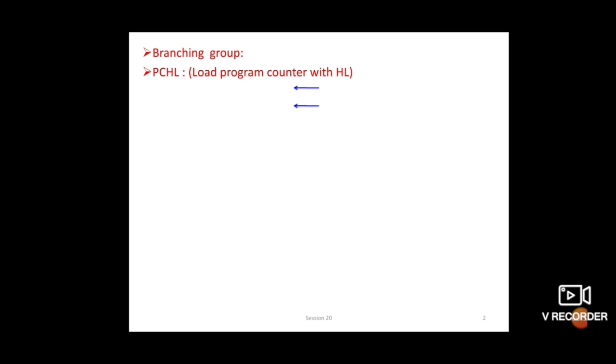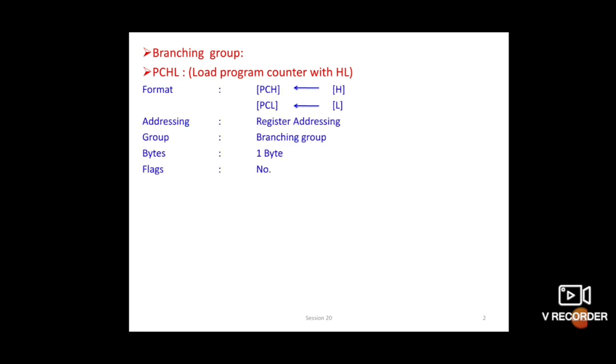Now see, PCHL: what is PC? PC means program counter, HL means register pair. PCHL means load program counter with HL, meaning whatever contents are in the HL register pair are directly stored in the program counter. Now see the format. H contents are transferred to the higher byte of the program counter first, then the lower byte. Whatever contents are in the L register are loaded into the lower byte of the program counter.